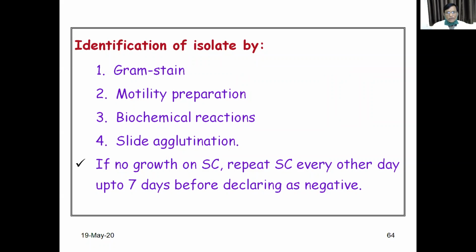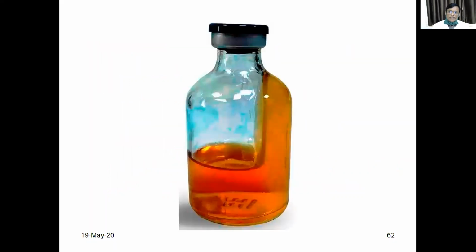Suppose after the third day there is no growth, you have to repeat every alternate day, continuing for 1 week. Then you can declare it negative if you have not found any colonies on Salmonella-Shigella agar. Now here the importance of Castaneda biphasic medium will come.